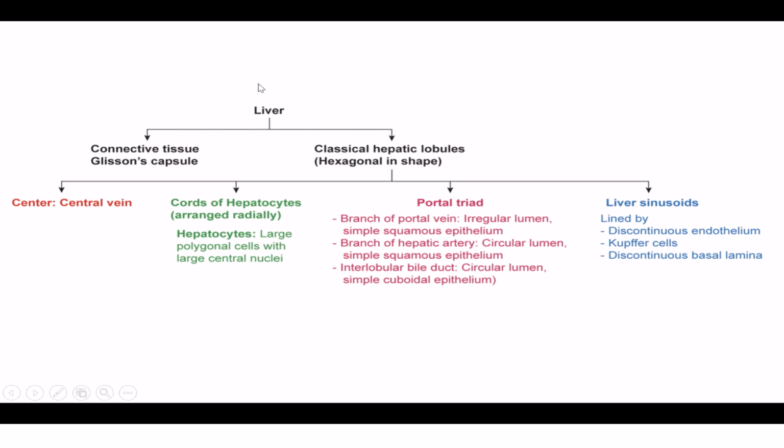Gallbladder and cystic duct and common hepatic duct, all these constitute the extrahepatic biliary apparatus along with the common bile duct. So you can see here, if you see the outline, the liver is having a connective tissue capsule and the parenchyma, where you can see the classical hepatic lobules are having a central vein at the center, then cords of hepatocytes which radiate, and there are portal triads at the periphery with the portal branch of portal vein, hepatic artery, and bile duct, and liver sinusoids are present.